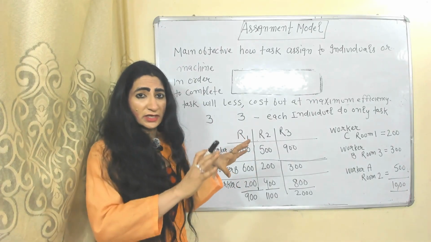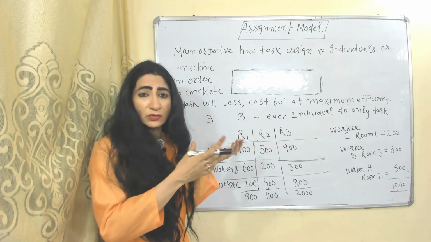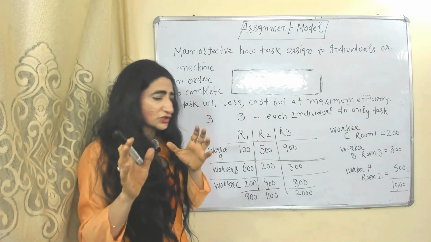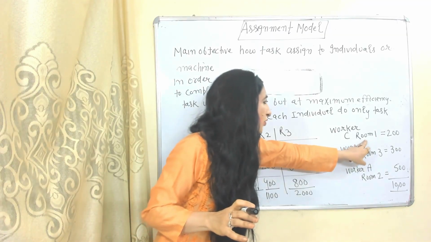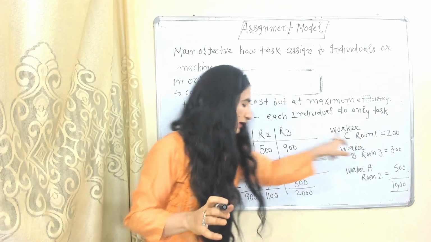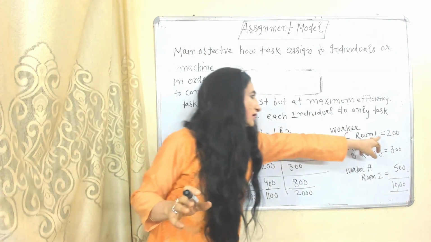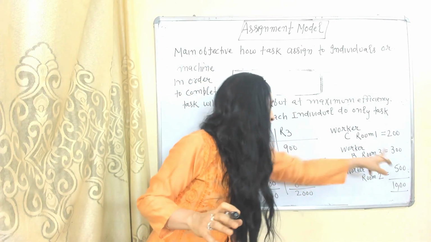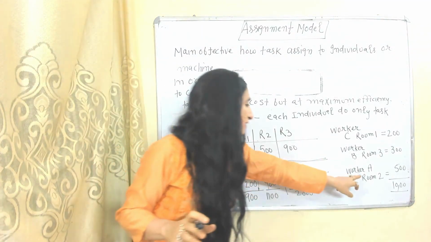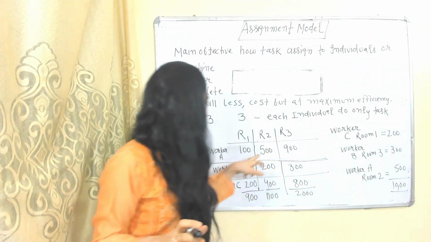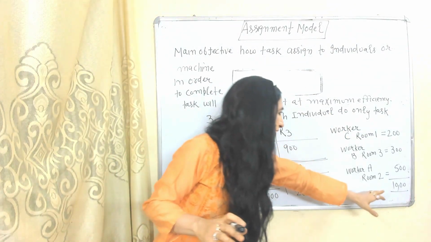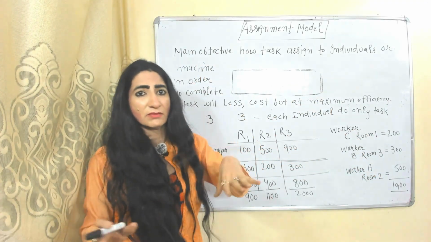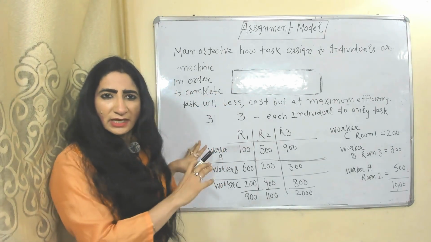but we cannot give each individual their favorite work. If we do, our cost will be maximum. So in this case, the assignment model will make one chart. Here we assign room 1 to worker C and the cost is 200, and room 3 to worker B and the cost is 300, and room 2 to worker A, here the cost is 500. When we add, it becomes equal to 1000. So here our cost is almost minimum. In this way, the assignment model helps us.